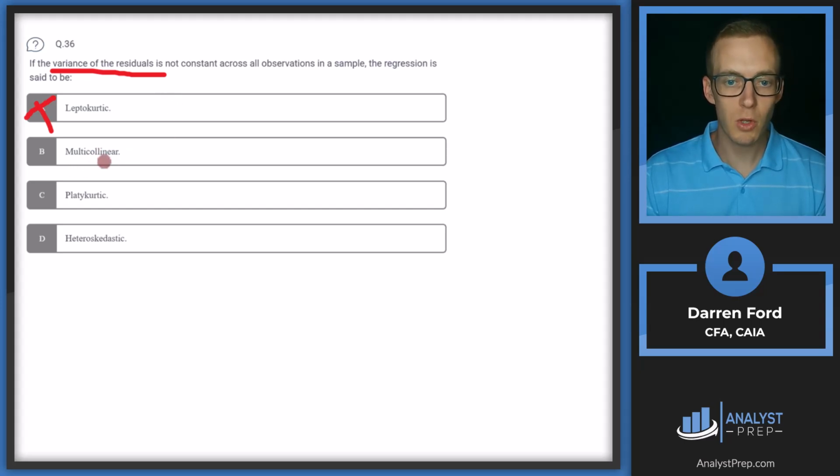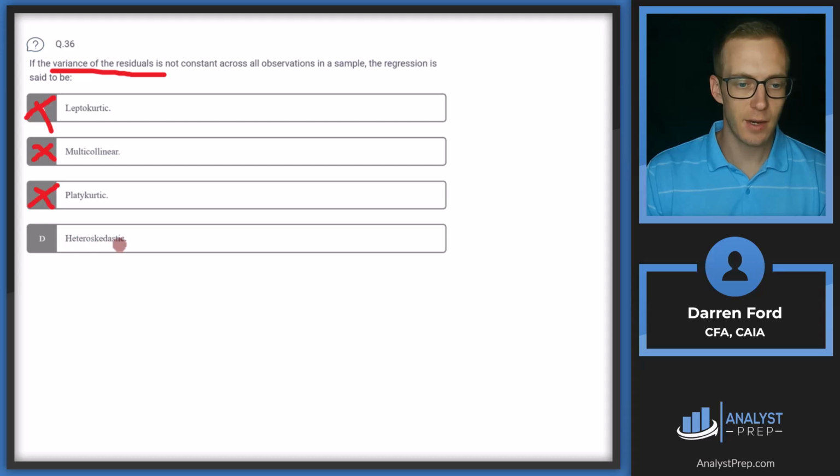B, multicollinear. Again, this is not going to be related to variance issues. This is going to be independent variable related. So when independent variables are multicollinear, it means they're essentially correlated with one another. C, platykurtic. This is also going to be incorrect, and this is related to distribution as well, like leptokurtic. It's when the tails in the distribution are flatter than normal.